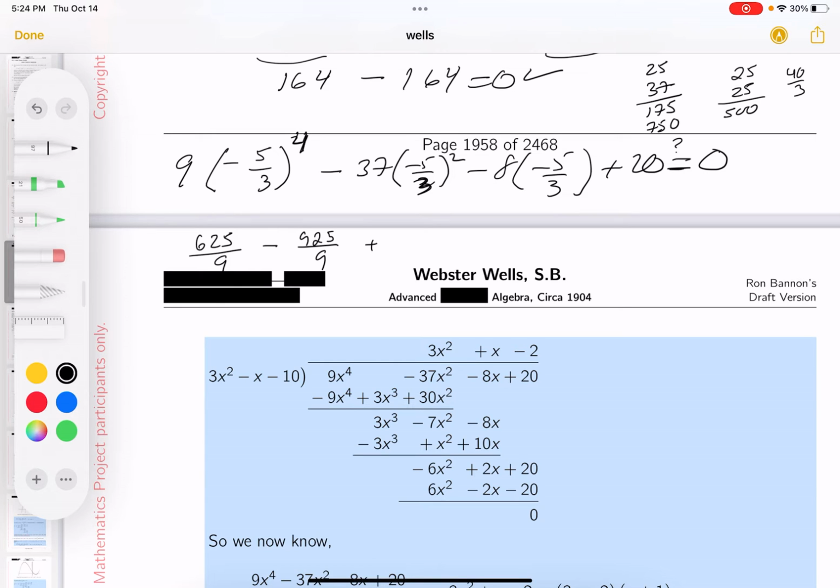But I want to write in terms of ninths. Let's go 120 ninths. And then this guy's going to be, 20 is going to be 180 over 9. And again, they're saying it's equal to 0, but I don't know. Maybe that's not equal to 0. Let's take a look at it. 625 minus 925 is going to be minus 300 over 9. And 120 plus 180 is 300 over 9. So it does equal 0.